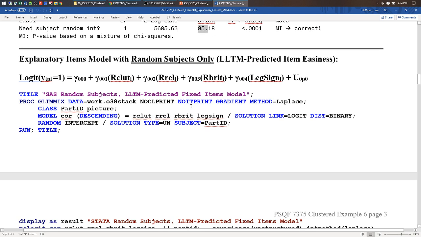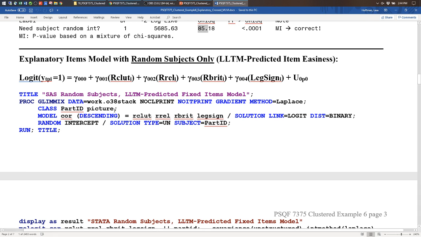So this is the model that I ran in my dissertation. That's wrong. It is the linear logistic test model. I think that's what LLTM stands for. It's a model developed in the 70s, so it's pretty old in that sense, back when people didn't know any better.